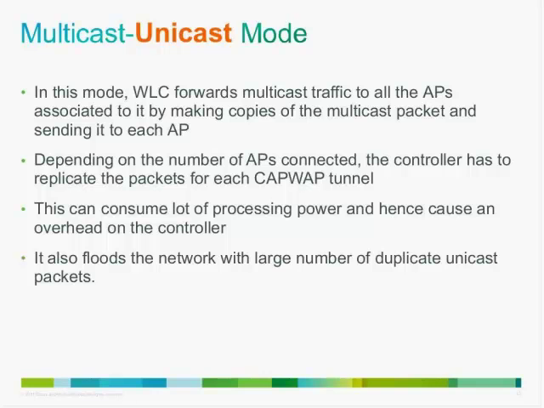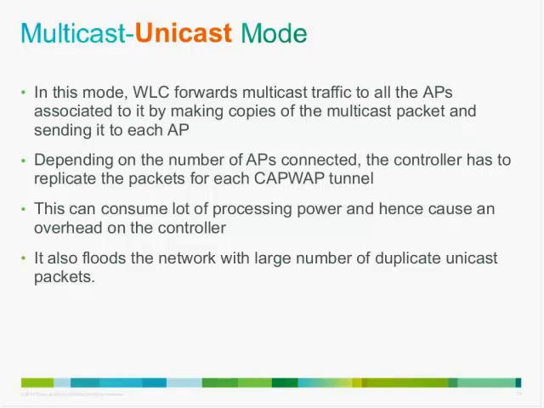Multicast-Unicast mode. This was the mode that was initially introduced on the controller. In this mode, the controller forwards all the multicast traffic to all the associated APs by making copies of each multicast packet and sending it to each and every access point. Depending upon the number of access points connected, the controller will have to replicate each multicast packet for each CAPWAP tunnel. So as you can guess, this consumes a lot of processing power and causes an overhead on the controller. Apart from this, we also see a flood of a large number of duplicate unicast packets.